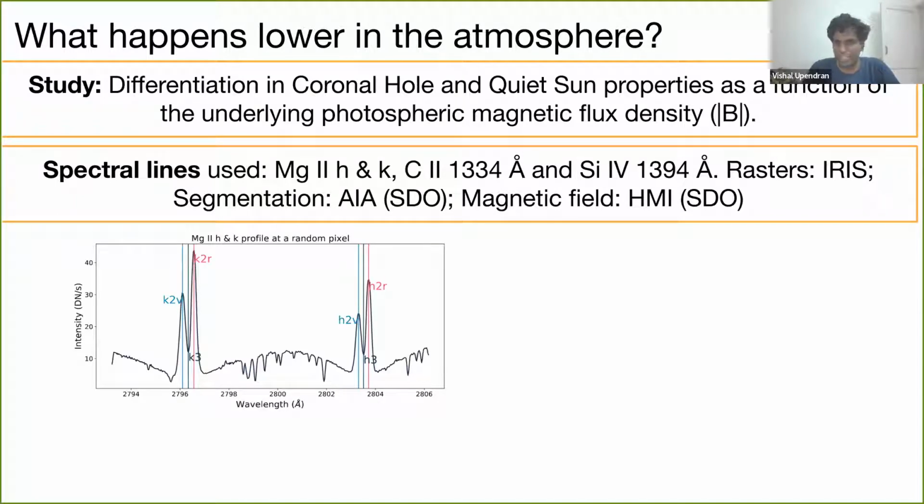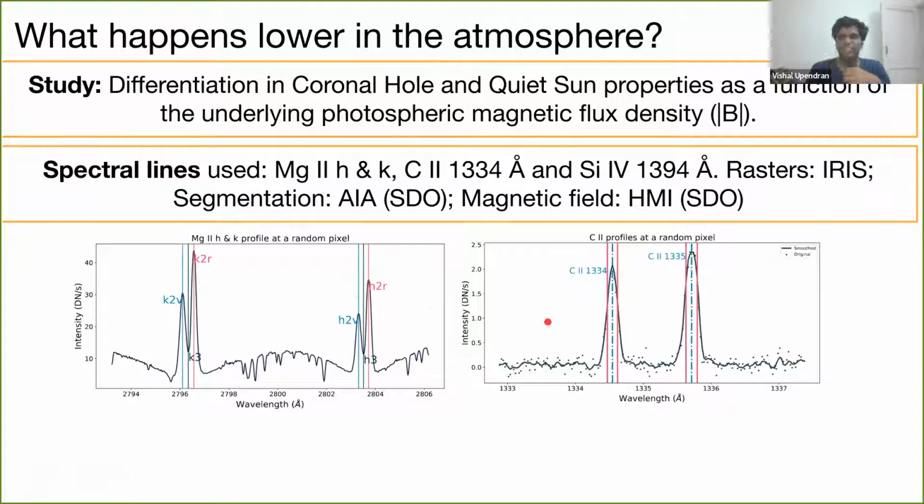Now, the magnesium and carbon lines that I've shown here form in optically thick conditions. And this is what a typical magnesium line looks like. The two peaks are labeled as K2 or H2, and the dip is called K3 or H3. The dip, the central reversal, forms much higher in the atmosphere because it's a self-absorption, and these peaks form much lower in the atmosphere. So the peaks form in the low chromosphere, the dip forms in the high chromosphere.